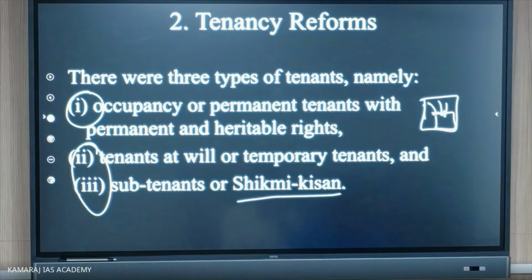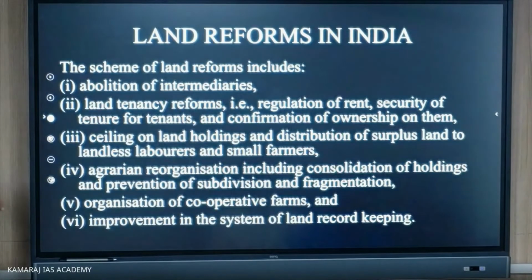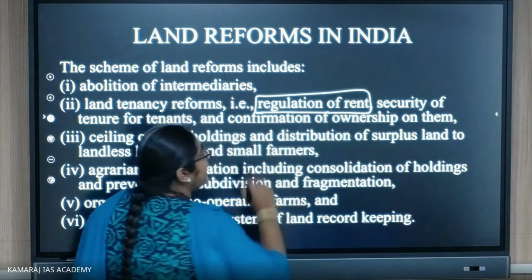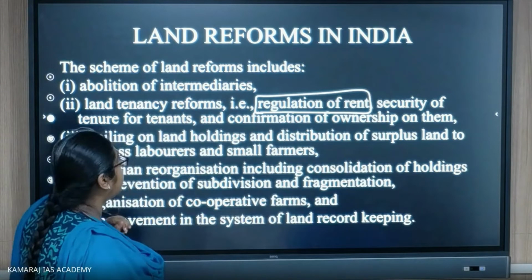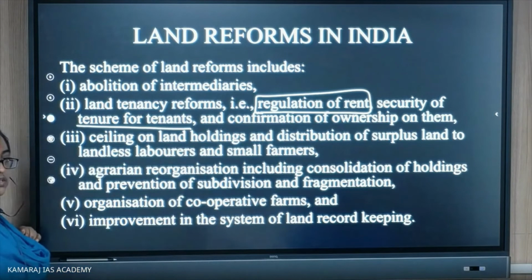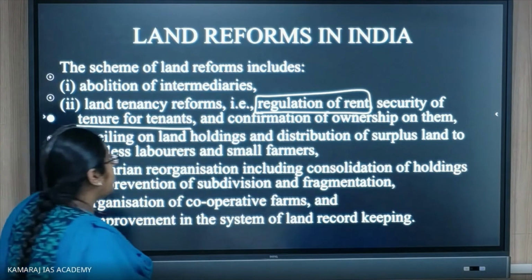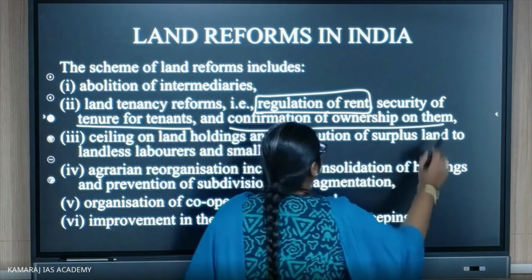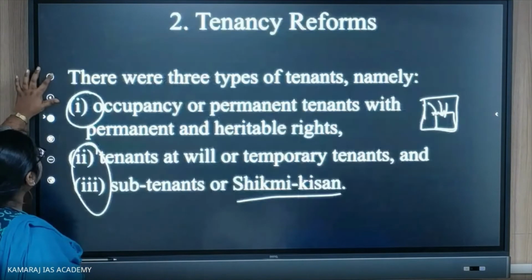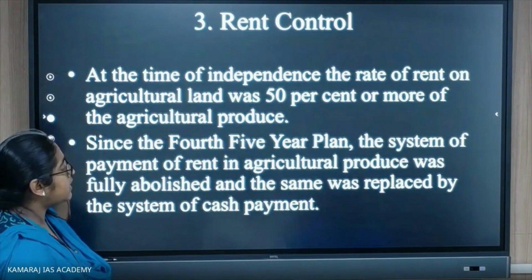So here the major aim is to regulate the rent. We took up three major items here. One is the regulation of rent. Whatever rent they are paying to the landholders has to be regulated, rent control. The second one is security of tenure, how many years or months they can cultivate the area. Another one is confirmation of ownership on them. So these three are the major areas here. And depending upon this, we had the Rent Control Act.